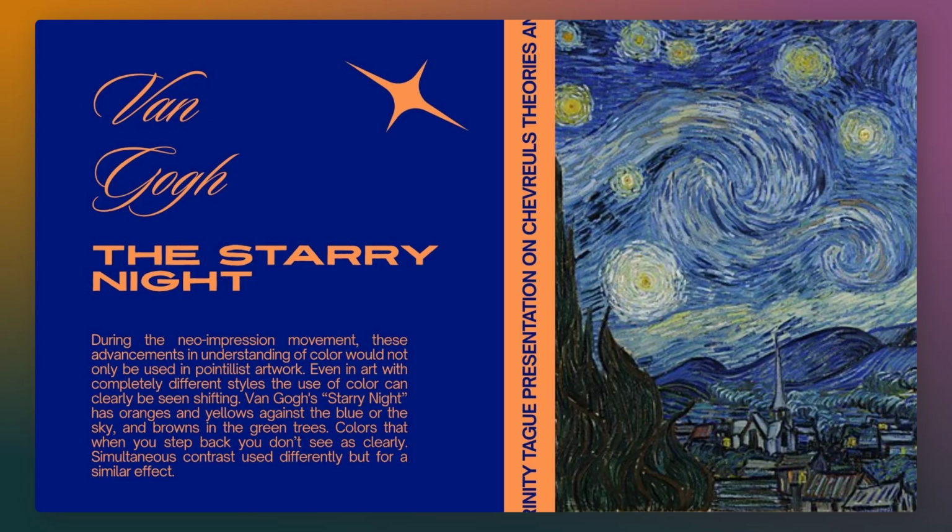Even in art with completely different styles, the use of color can clearly be seen shifting. Van Gogh's Starry Night has oranges and yellows against the blue of the sky, and browns in the green trees, colors that when you step back you don't see as clearly. This is simultaneous contrast being used differently but for a similar effect.